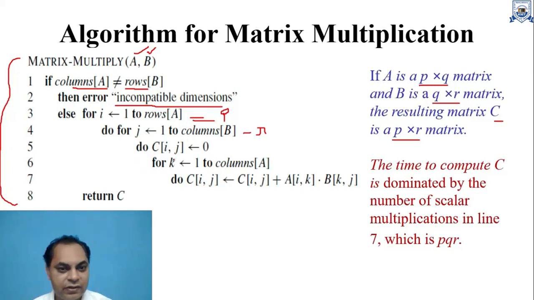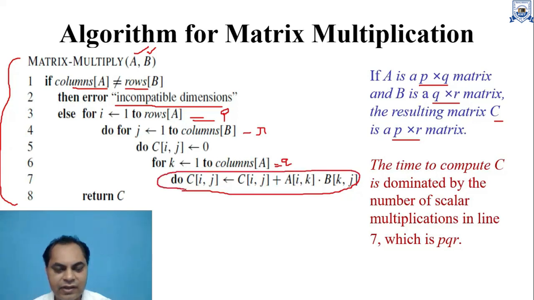And for the third loop, K is equal to 1 to column of A. This is nothing but Q. That means this statement, in which we find out each element of C, will get executed P, Q, R times. So the time complexity of this matrix algorithm is PQR.